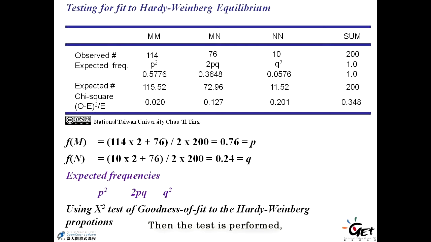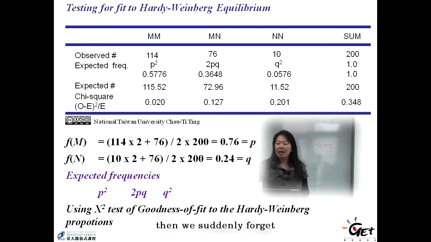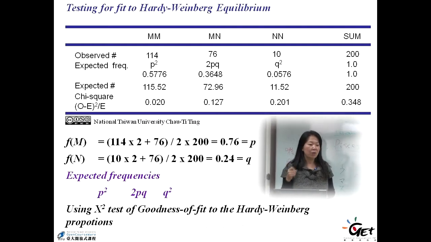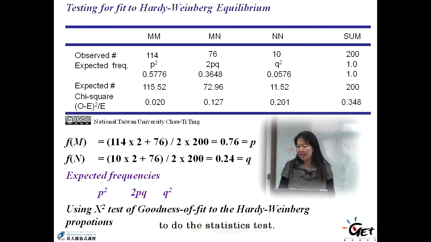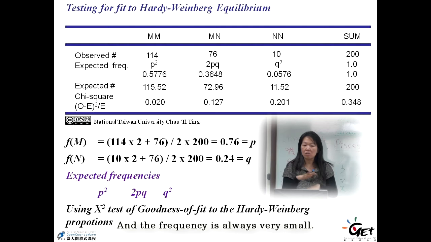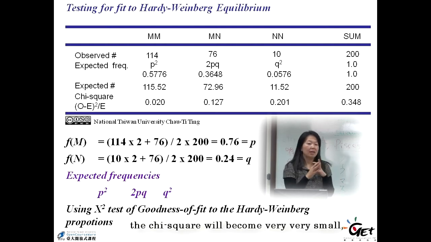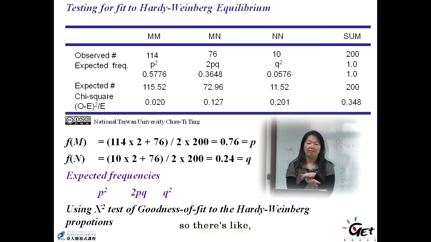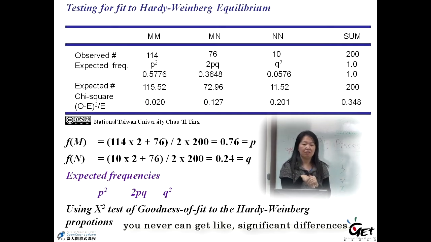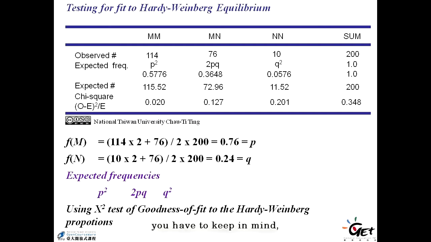Then the test is performed comparing the observed number and the expected number. A lot of us like to calculate frequency, then we suddenly forget we have to use the number to do the statistical test. Then we use the frequency, and the frequency is always very small, so the chi-square becomes very, very small. It's like you can never get significant differences. But just remember, when we do the test here, we use the observed number and expected number to do the chi-square test.